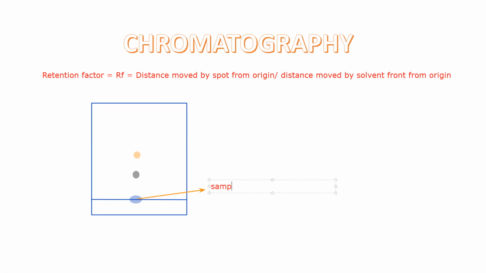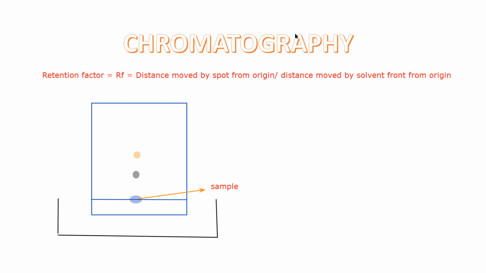So the sample is impure. Why is the sample impure? Because it has more than one spot, so that's why it is impure. And we calculate a retention factor. What is a retention factor? It's a ratio between the distance moved by a spot to the distance moved by the solvent.